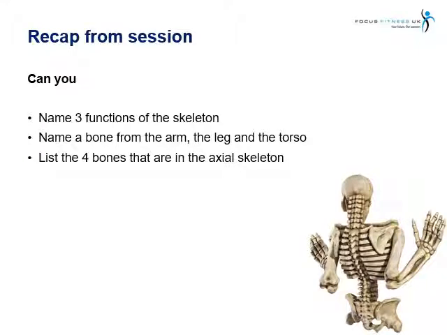So I don't know if now you can do these things. You should be able to name 3 functions of the skeleton from before. Name 1 bone from the arm, the leg and the torso. Name 4 bones in the axial skeleton, related to the types of bone.